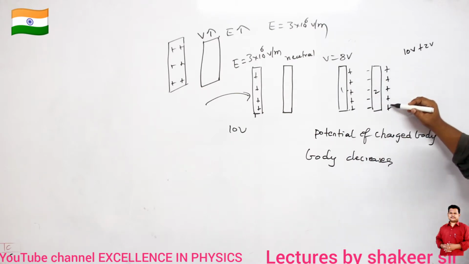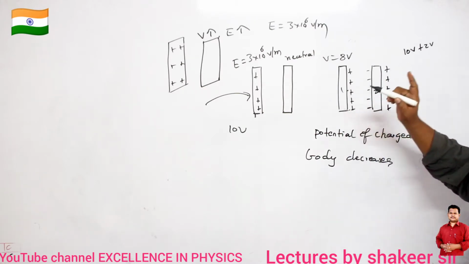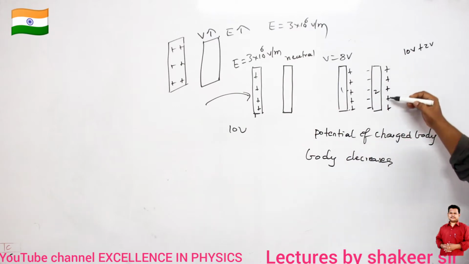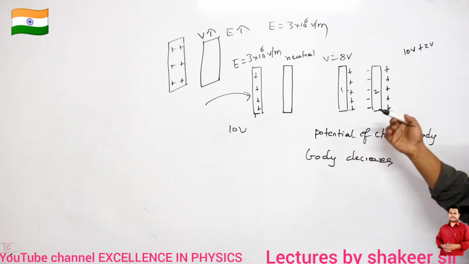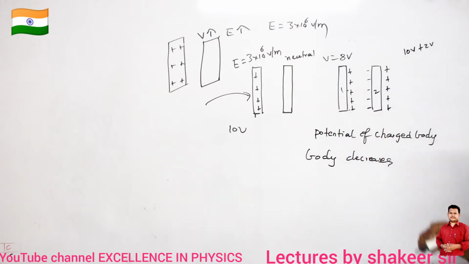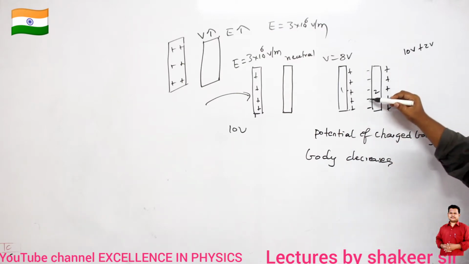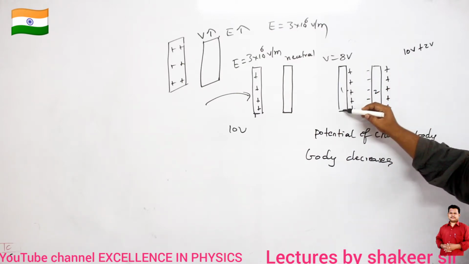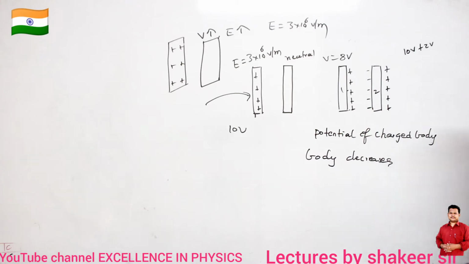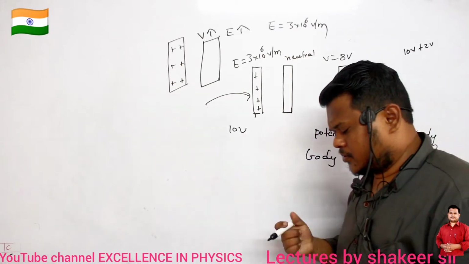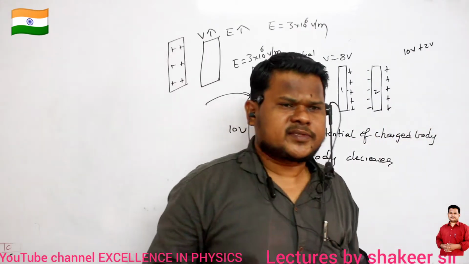So because of positive charges, will the potential on this plate increase or decrease? Because of positive charges, potential increases. So let the rise in potential be 2 volts. Clear? Now because of these negative charges, again the potential on this one, will it increase or decrease? Due to positive charges, potential increases. Due to negative charges, what will happen? Potential will decrease. Okay?